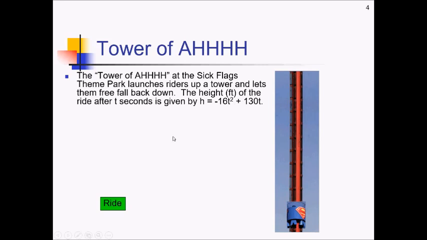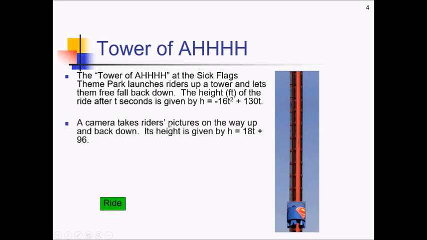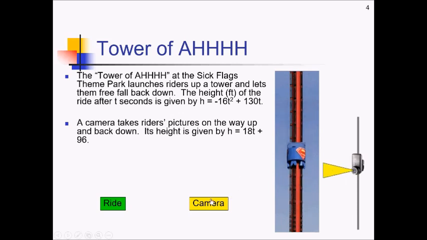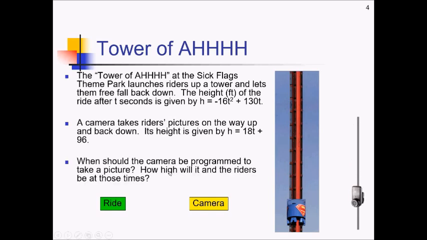Now there's something else in play here. A camera is taking riders' pictures on the way up and back down. So here's a little button for the camera right here. Somebody gets launched up, we take a picture on the way up, and we take a picture on the way back down. And the height of that camera is given by this h equals 18t plus 96 formula. What we want to know is when should the camera be programmed to take a picture, and how high will it be when the riders are at those times.